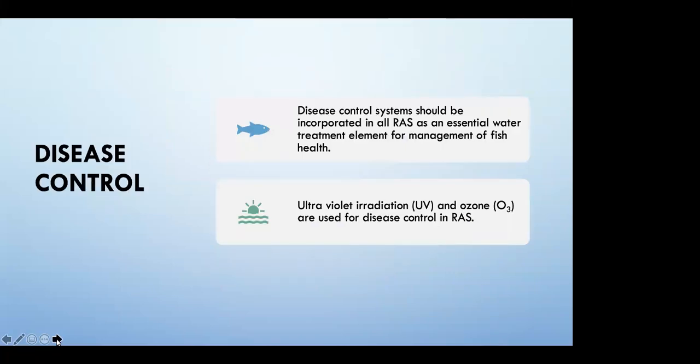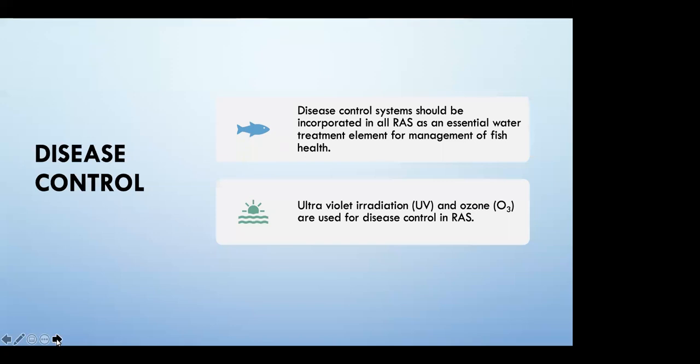Disease control is very, very important, because you can lose your whole crop due to disease. The best way to deal with disease control is to look for it early and not react. So if you can be proactive, it's much, much easier. And it should be incorporated not just in RAS, but in all fish systems.